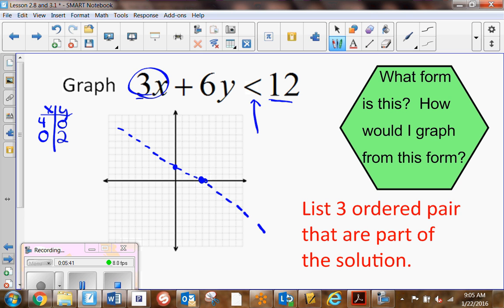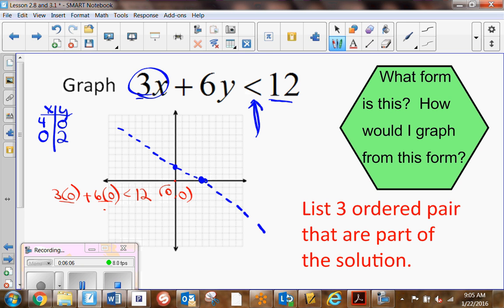Again, I would think that since the original problem is less than, it's going to go down below that line, but I'm going to test 0, 0 just to be sure. If I stick a 0 into the original problem for x, I'll get 3 times 0 plus, now stick a 0 in for the y. That needs to be less than 12. Let's see if it is.